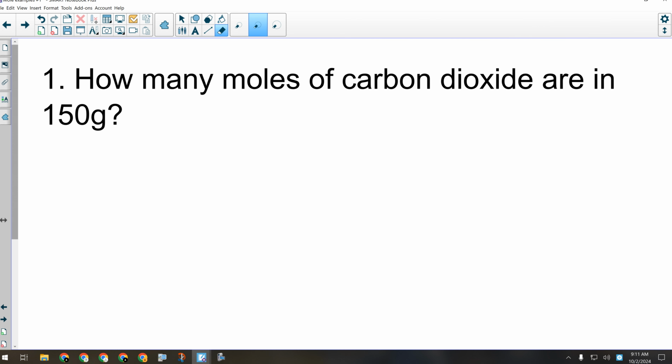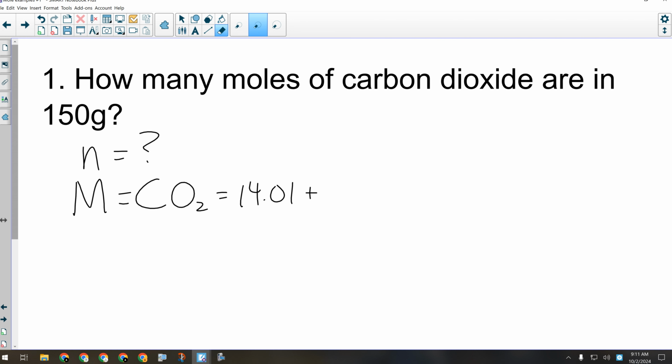Okay, so for number 1 here, we're looking for how many moles. So we're looking for what part of the mole equation? N. Okay, so we're looking for N, and the material we're dealing with is carbon dioxide. So we can get big M with that, CO2. That's going to be 14.01 plus 16 times 2, which should be 44.01, right? No, 46.01.